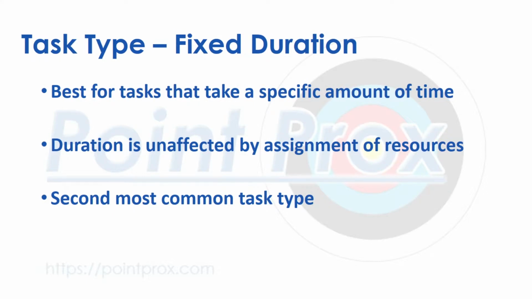Fixed duration will be best for tasks that take a specific amount of time no matter how many resources are assigned. Examples might be driving to the company warehouse, which takes the same amount of time no matter how many staff are in the car. A classic example would be project meetings, whose length are essentially not affected by the number of attendees. Fixed duration is the second most commonly used task type.